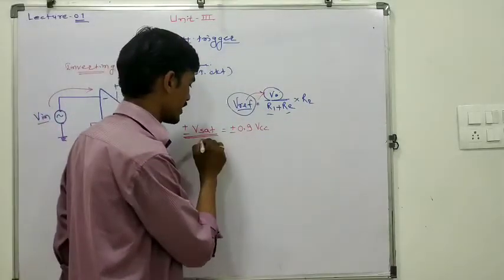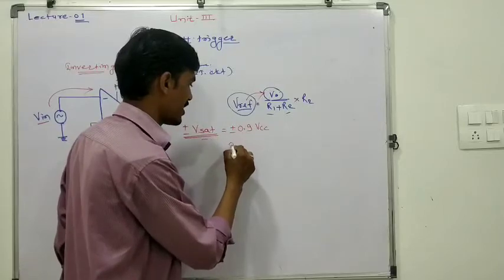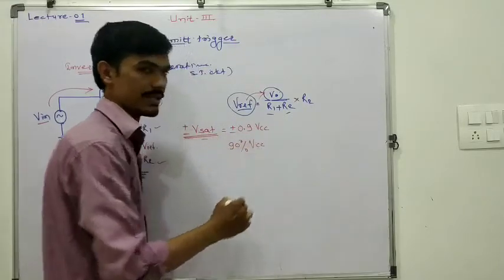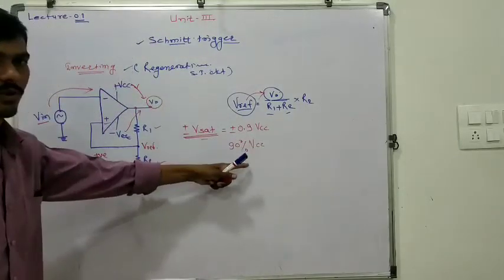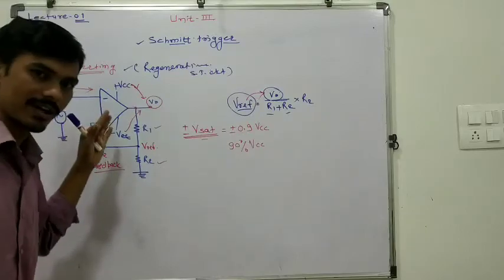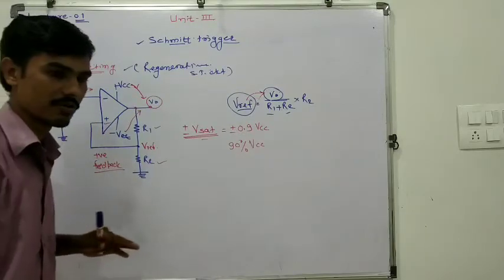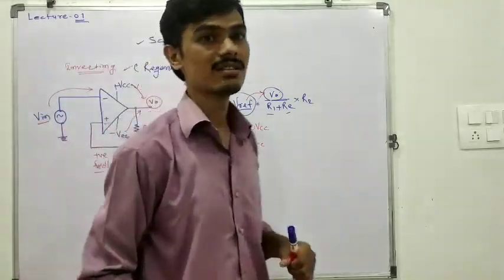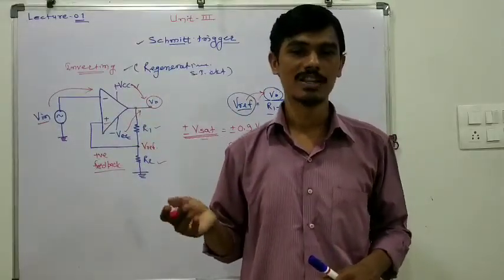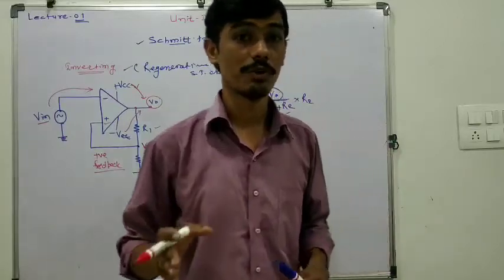0.9 means we have to take saturation voltage as 90% of the VCC. That is the value of saturation voltage. Obviously we are not providing 10 volt to the operational amplifier 741, because 741 needs plus minus VCC of 12 volt or above. Either we can use 15 volt, 13 volt, 14 volt.